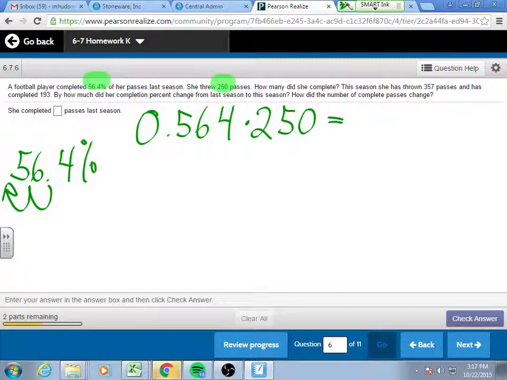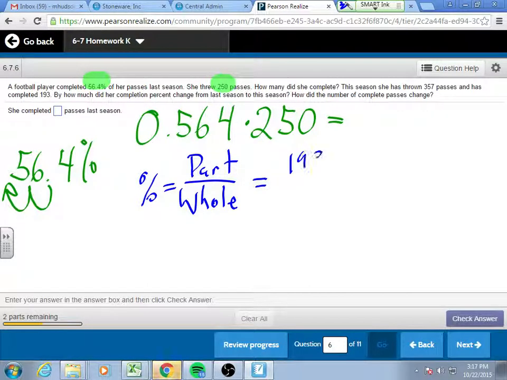Once we do that, I'm not going to walk through the whole problem. This season they threw 357 and had completed 193. To find that percent, the percent is going to equal the part divided by the whole. My part for the new season is 193. My whole is 357. That's how we calculate the percentage this season. And then we compare them. We have to say what the difference between them was, and then what the pass increase was, like the completion increase.